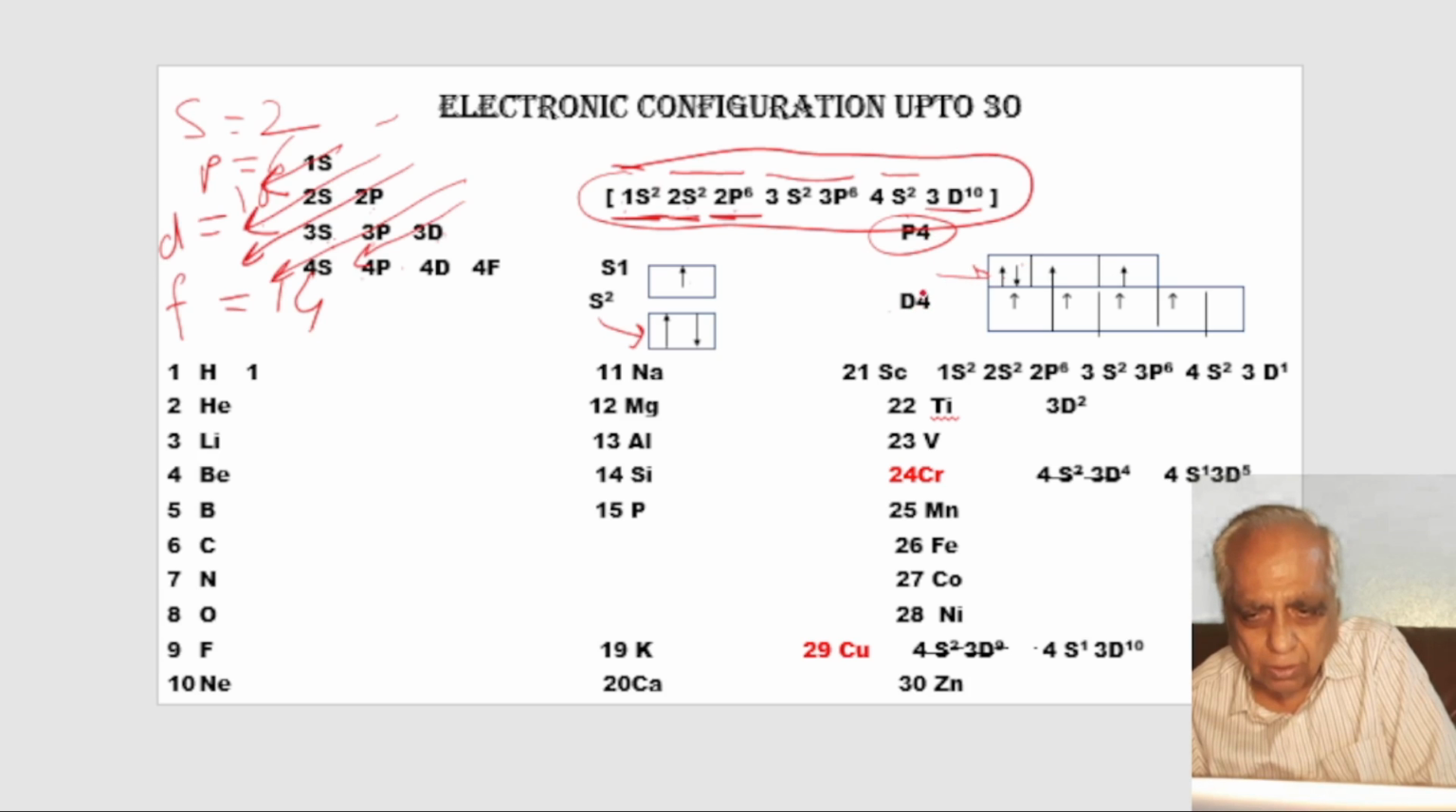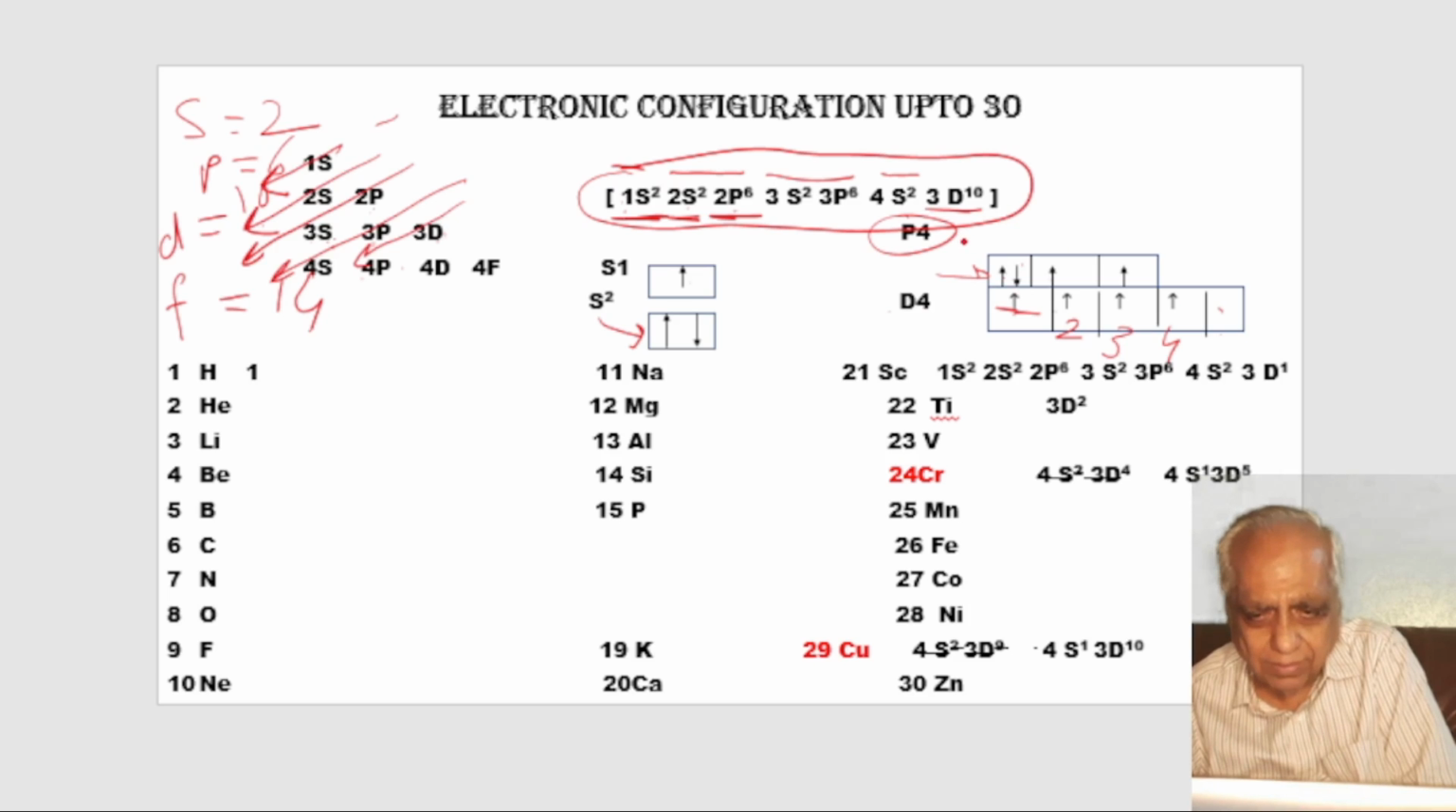Then D4. D4 there are how many? 10. So 1, 2, 3, 4, 5. So 5. So this rectangle orbit is divided into 5 parts. This is first electron, second electron, third electron, fourth electron, fifth electron, sixth will come here in the opposite direction, seventh will come here, 8th, 9th, 10th. This is how electrons fill the various orbits.